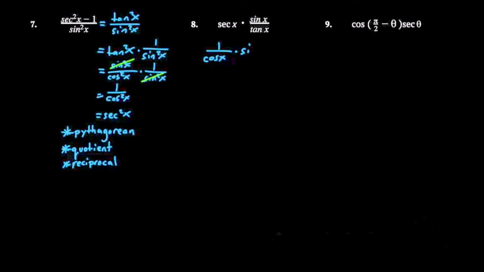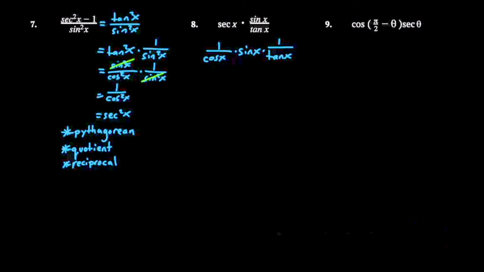With number 8, I'm going to change secant into 1 over cosine, and then I'm going to work with this fraction here. So I'll keep sine from the top, but then instead of dividing by tangent, I'll write that as multiplying by 1 over tangent of x.